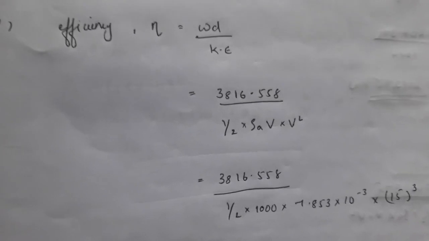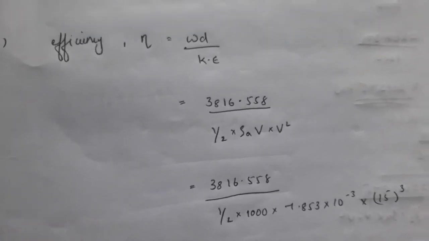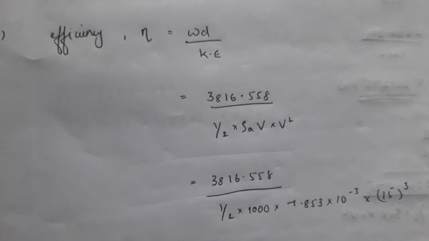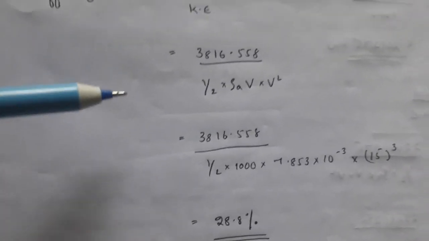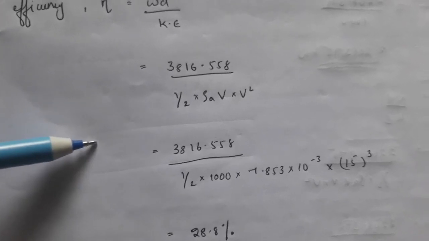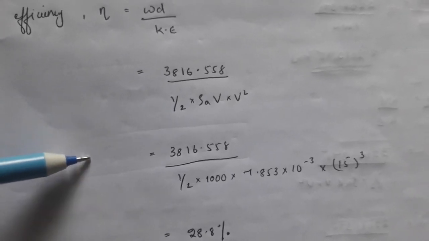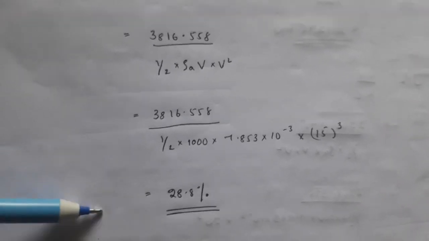The fourth, we have to find the efficiency of the jet. We know the equation of efficiency, which is work done by kinetic energy, where kinetic energy is equal to half m v square. So it is written as 3816.558 by half into density into area into v cube. So we get the final answer as 28.8%.